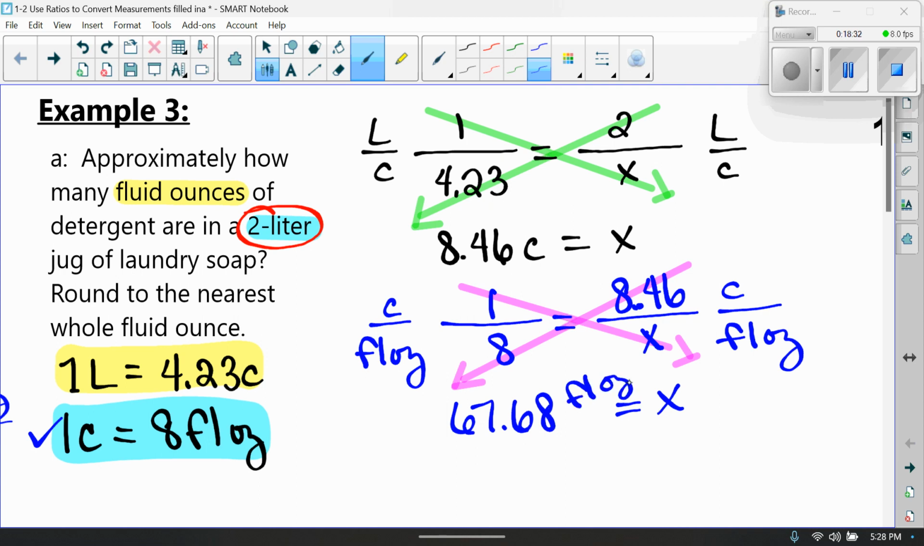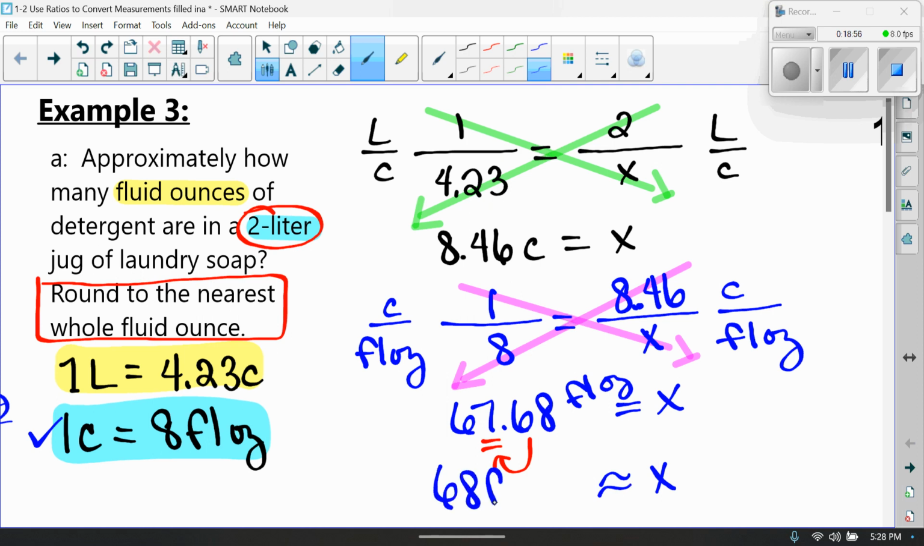But then again, over here, it tells us to round to the nearest whole fluid ounce. So this is the whole number. We got to look to see what that 6 tells us to do, and that tells us to round up. So x is approximately equal to 68 fluid ounces.